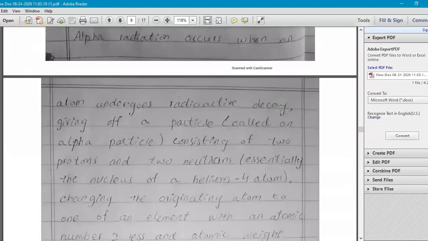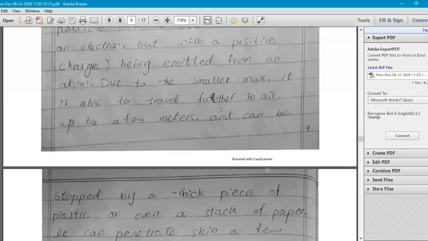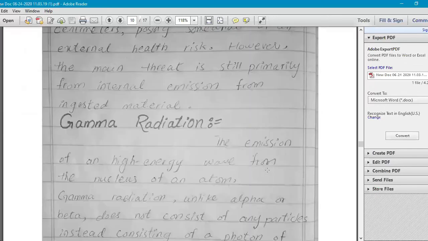Here we discuss all the radiations: gamma, beta, X-ray.